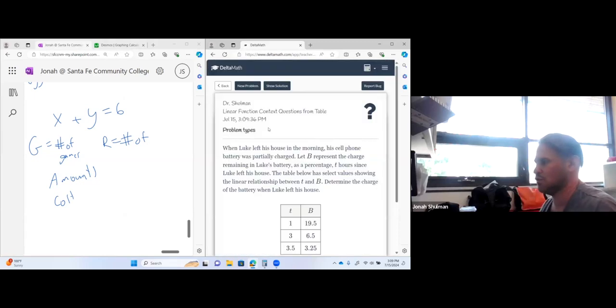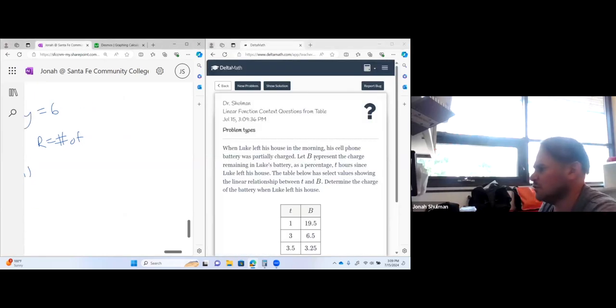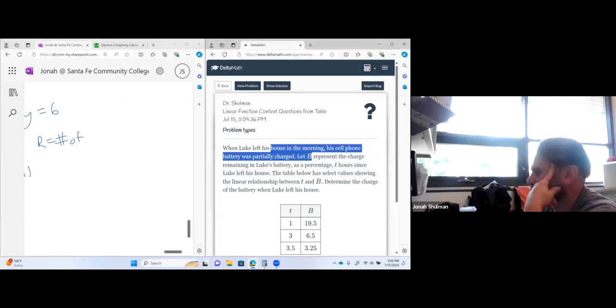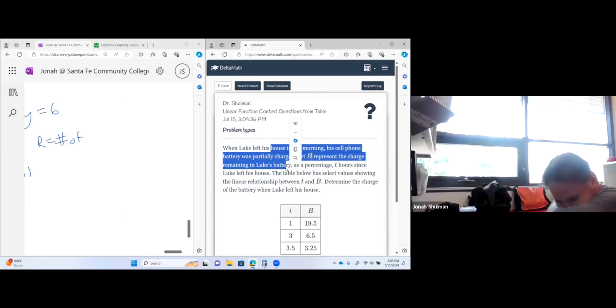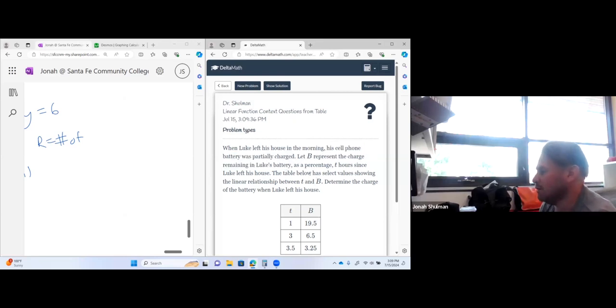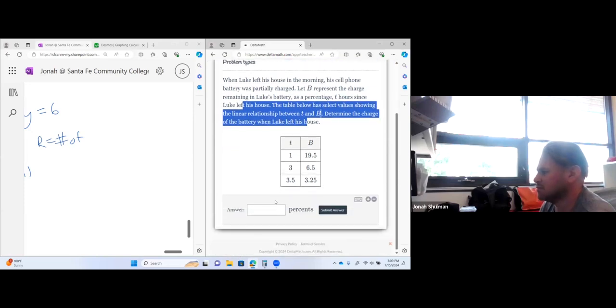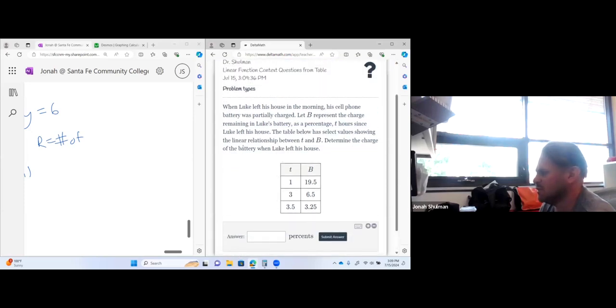So let's do a linear one. So here we go. We got our friend Luke. When Luke left his house in the morning, his cell phone battery was partially charged. Let B represent the charge remaining in his battery as a percentage, T hours since he left his house, in the table below. Determine the charge of the battery when he left his house.